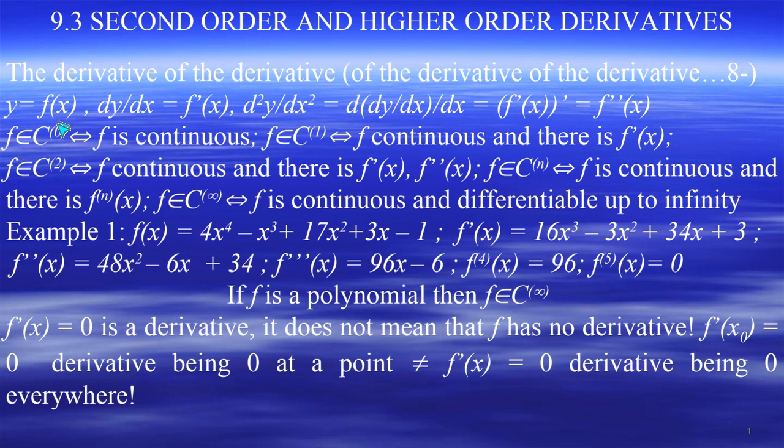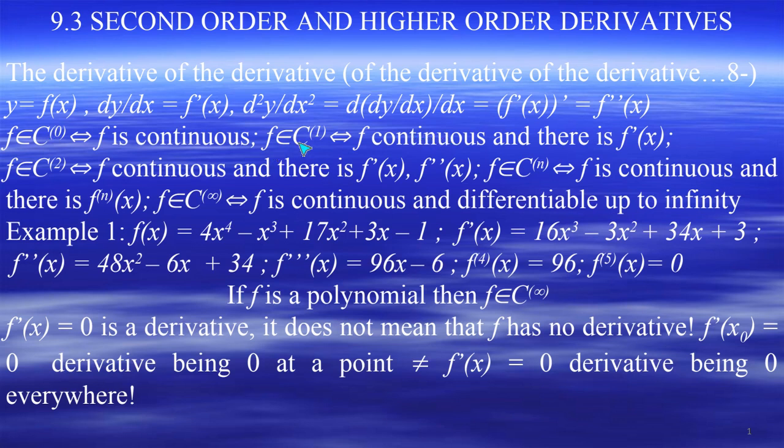So for the functions, the set C means this set of continuous functions. When we say f is an element of C0, you see we have C, the big case C, with a zero in parentheses as a superscript. So here it means f is continuous. F is a member, is an element of the continuous functions. C0 is the set of continuous functions.